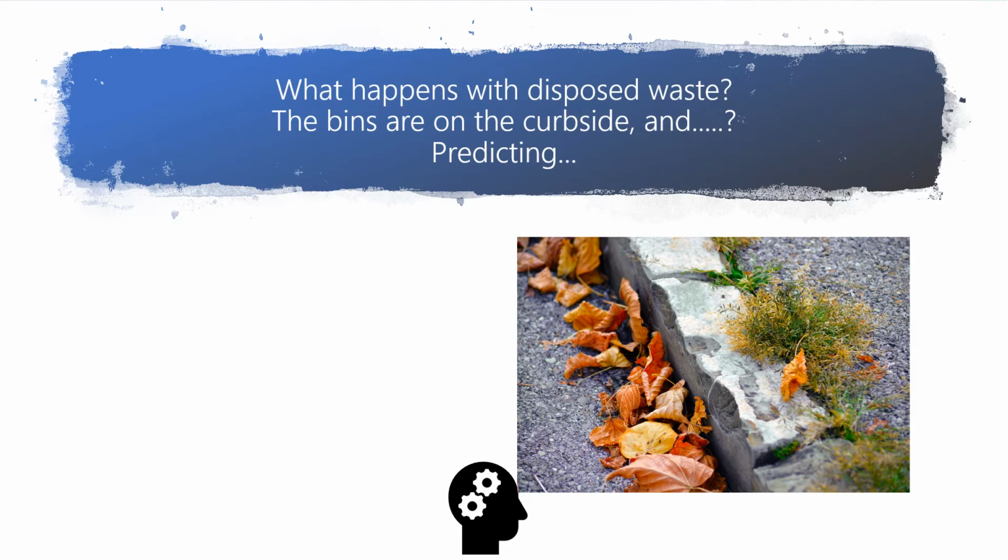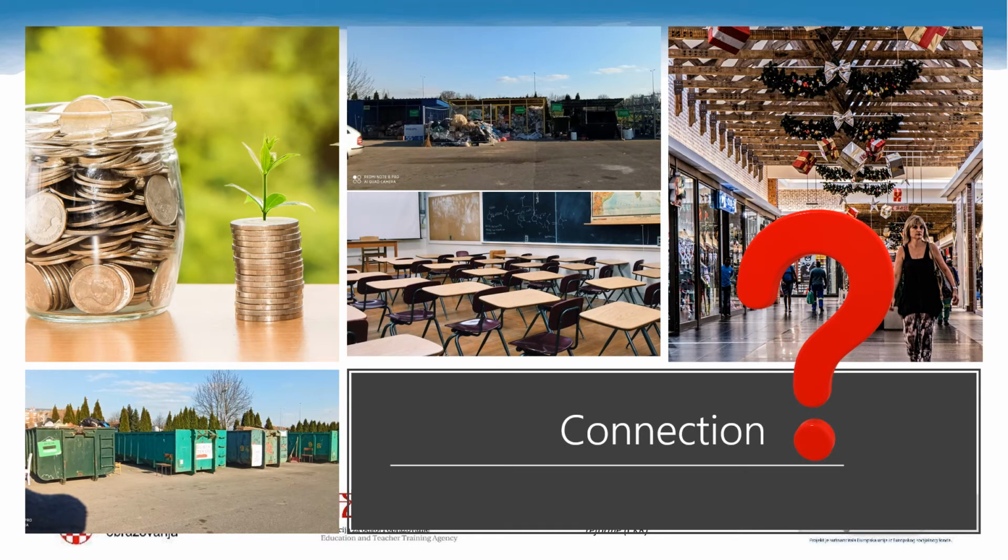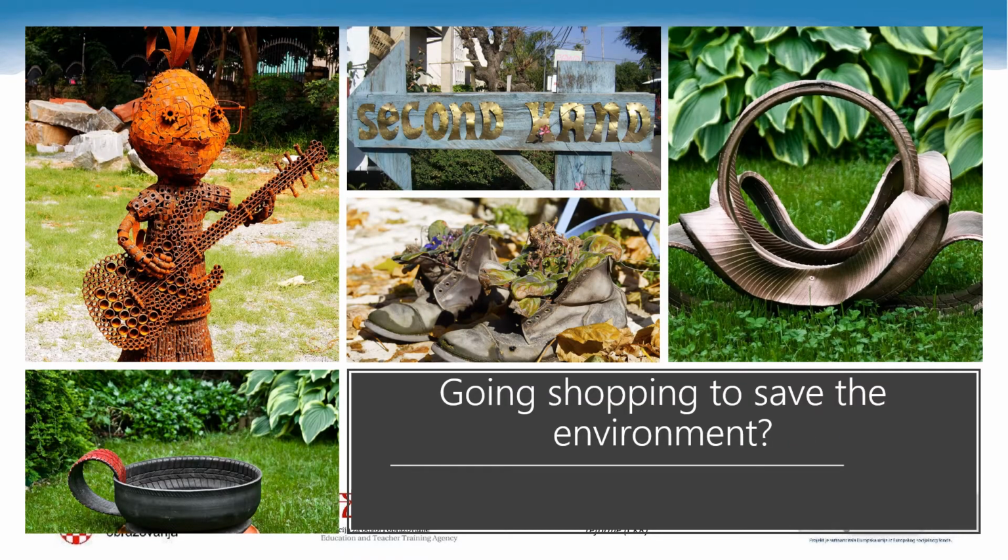After we have revised, let's do some predicting now. Well, you have disposed your waste and the bins are on the curbside. And what happens then with it? Please have a look at these photos. What is the connection between them? What would you say? And what about these? Is it possible to save the environment just by going shopping?